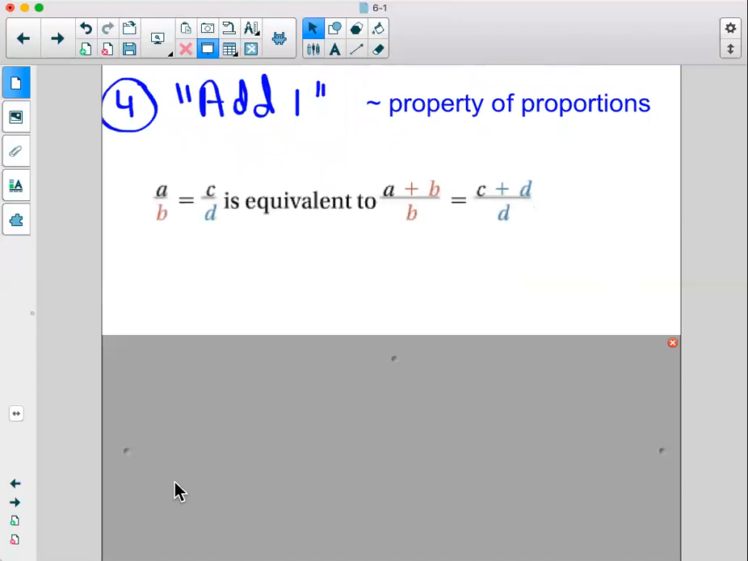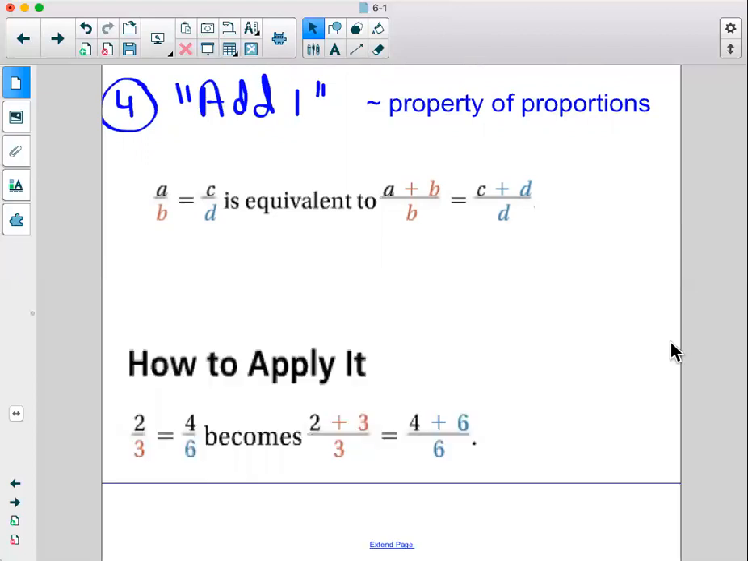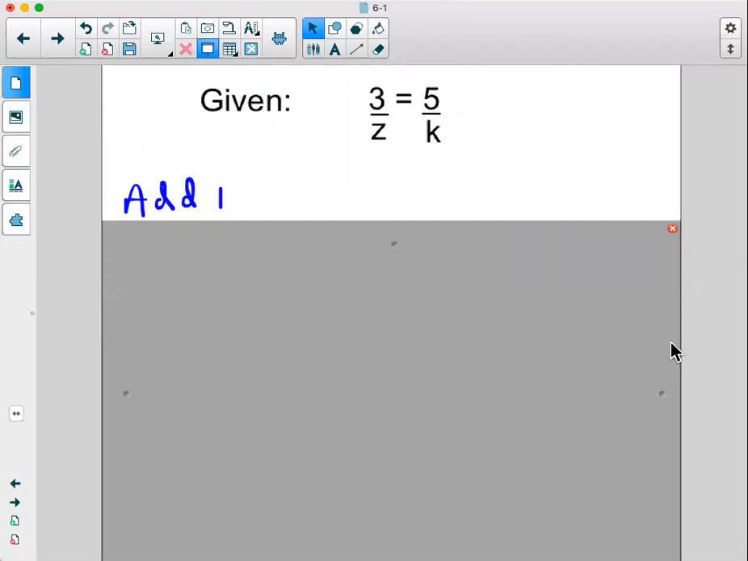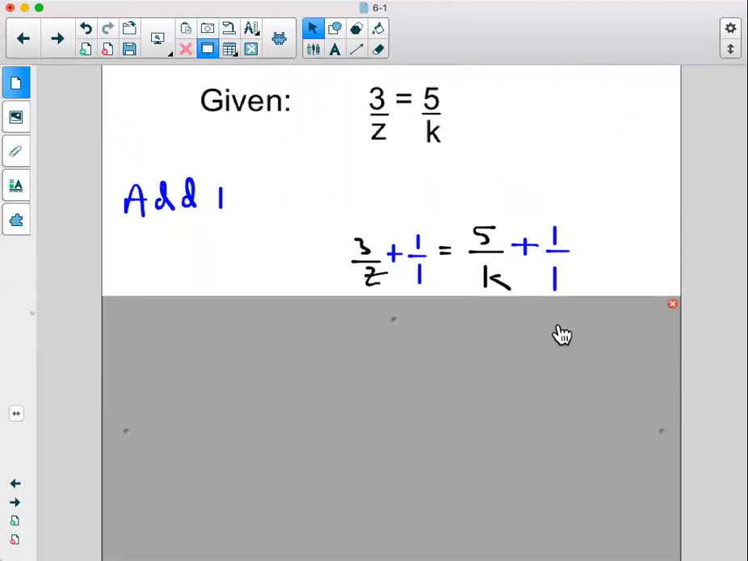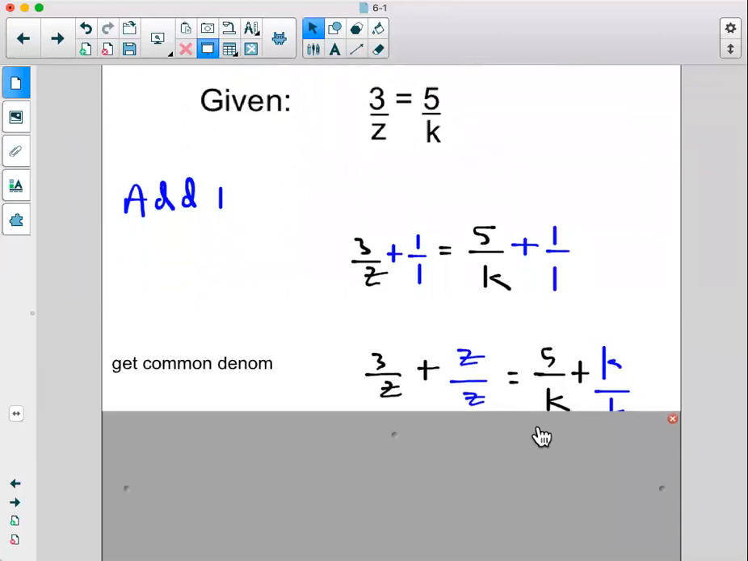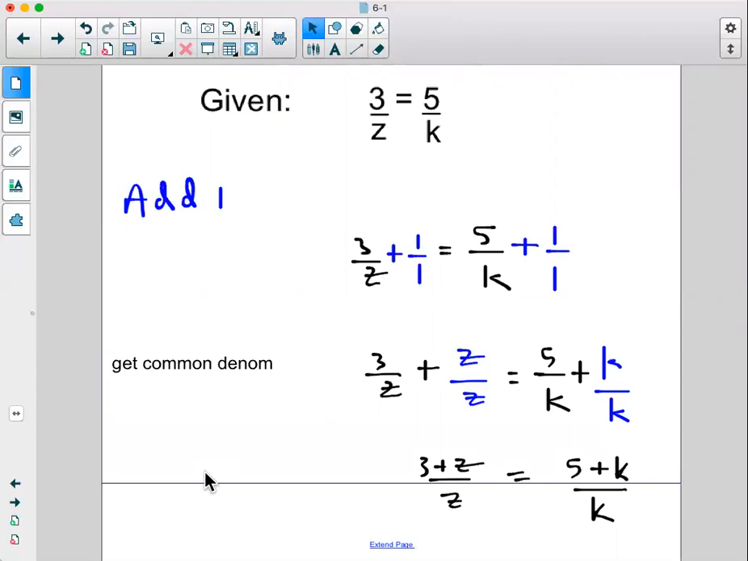So this turns out to be the final property I'm going to talk about today, that if you're given this proportion is true, it's equivalent to this, because basically all I did was add 1. So you practice on your own paper, pause, and then press play for the solution. If I was going to add 1, I'd have to get a common denominator, and then I could hold that denominator steady and add across the top.